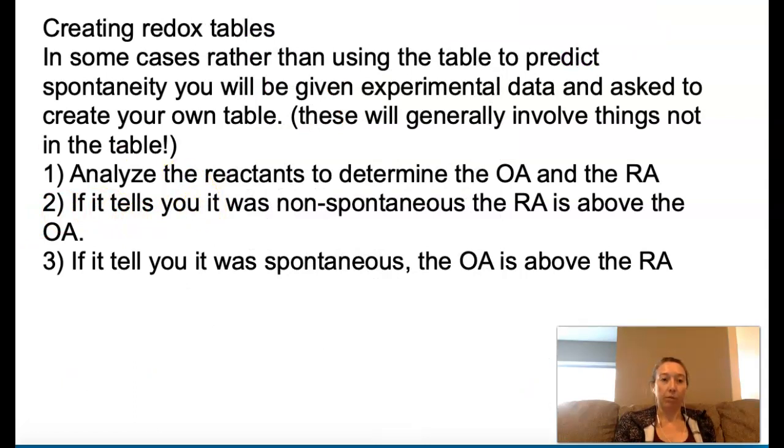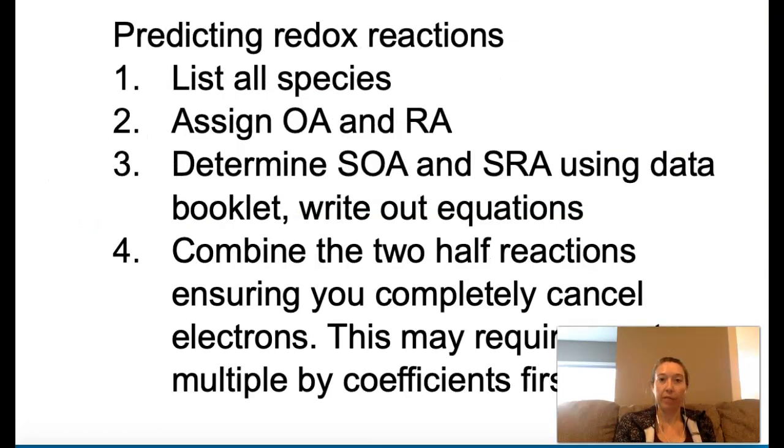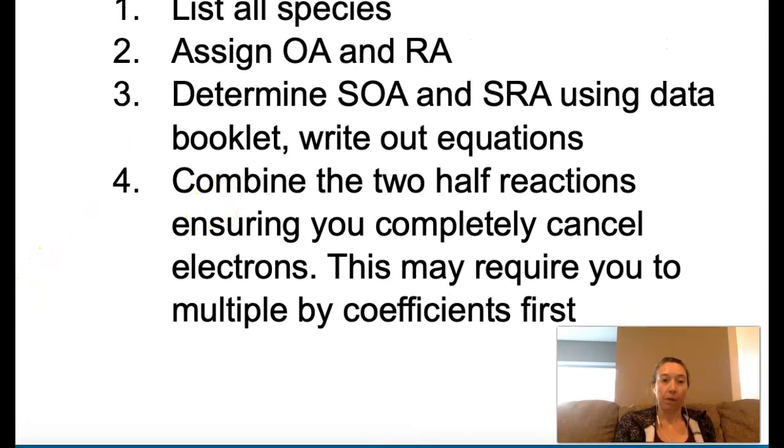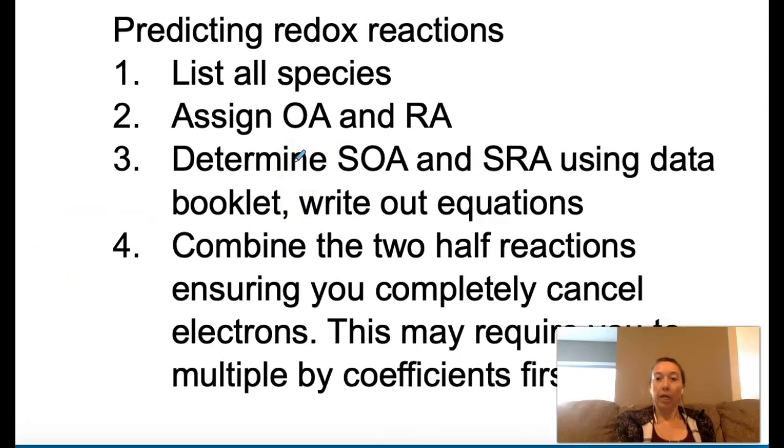Okay, so let me see if we have an example somewhere. Then we'll come back to that other one. Okay, so here's how this is basically going to work. These are the steps you're going to take, and this should be pretty similar to what we just talked about. You're going to list all your species. It can be helpful to start figuring out which things are OAs and which things are RAs, just because then it reduces how much time you're spending scanning the OA side and how much time you're spending scanning the RA side.